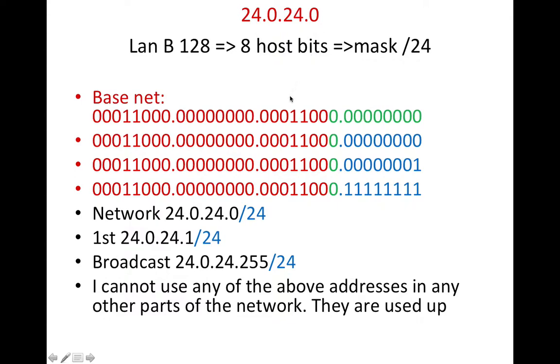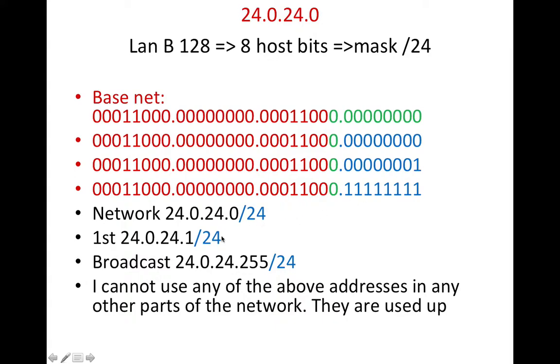LAN B needs 8 bits in the host portion. Therefore, it will have 24 bits in the network portion. I have highlighted the host portion in blue. Therefore, as you can see, the network address would be 24.0.24.0/24. For the first host address, always set the rightmost bit in the host portion to 1.